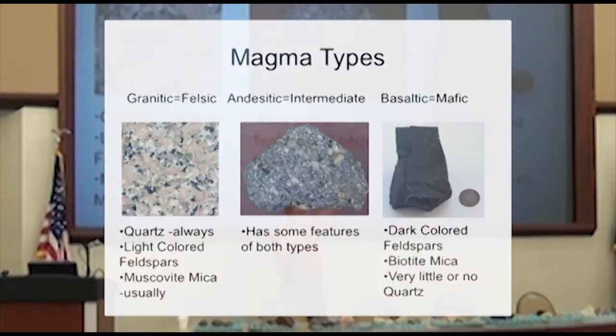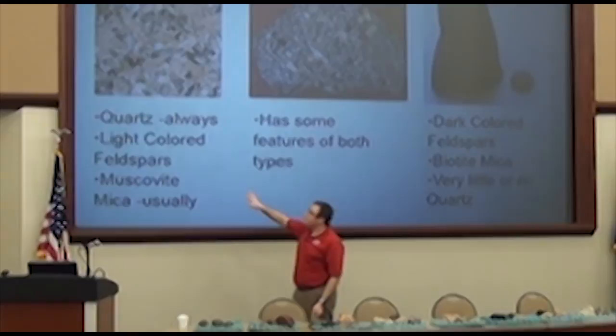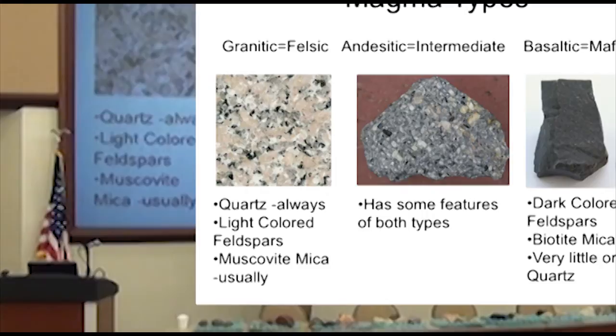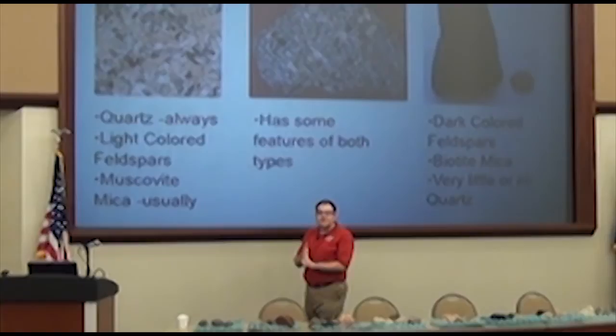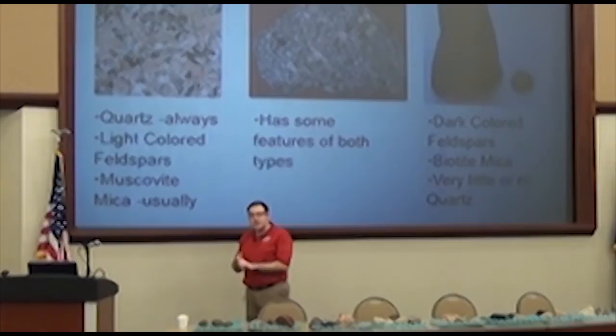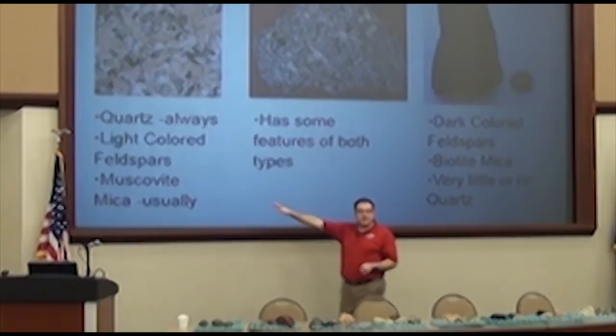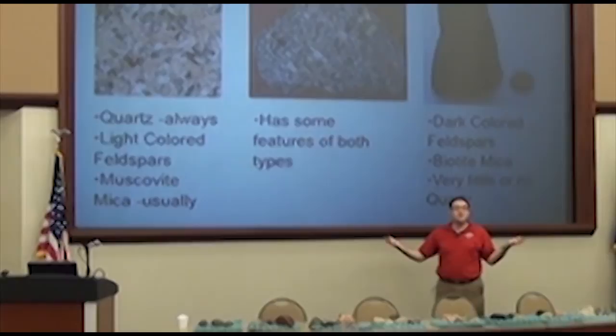When they're light-colored, we call that a granitic or a felsic magma. Those are both terms that you should know. That generally means these light-colored rocks. Almost all of them are light-colored. They have quartz in them, they have feldspars, they have mica. Granitic, what does that sound like, any rock anybody's ever heard of? Granite, right? Okay, so granite is like the perfect granitic rock.